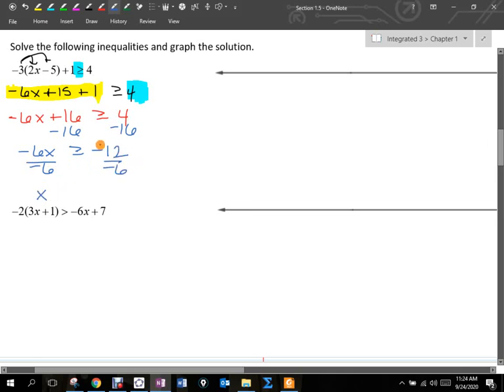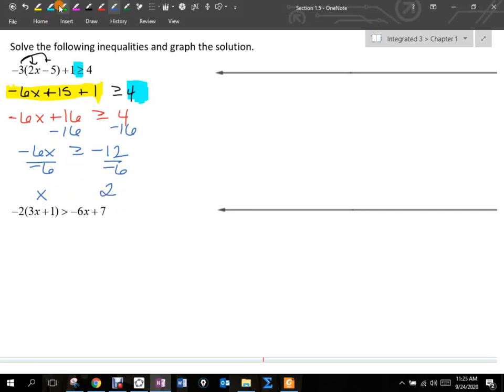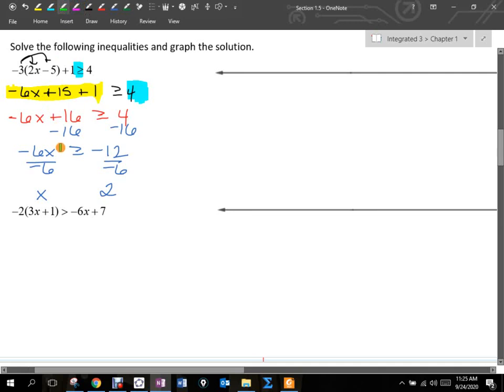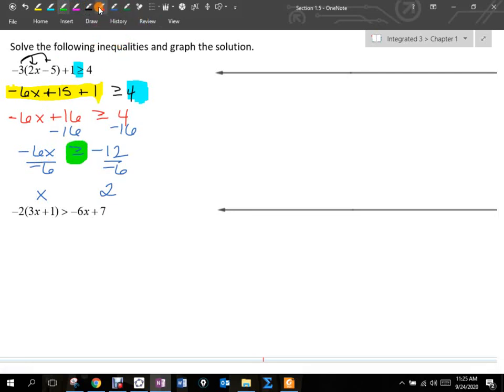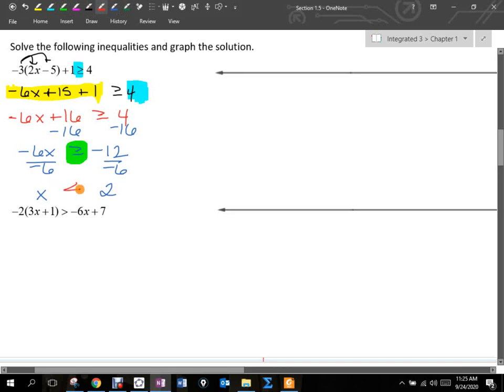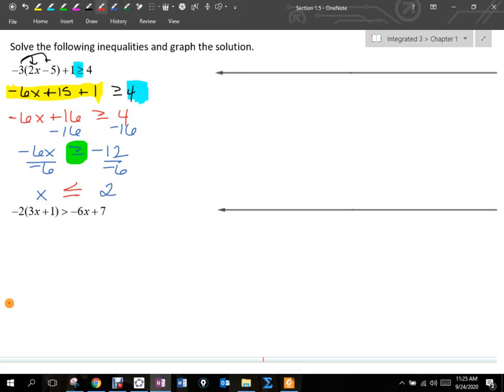And we'll come over here. Negative 12 divided by negative 6 is 2. What do we divide by, though? We divide it by a negative. So what's that mean I have to do with that symbol I just highlighted? Change its direction. So we're going to do that. And with this example, my hope is to be able to show you kind of visually here in a moment why we have to change that.